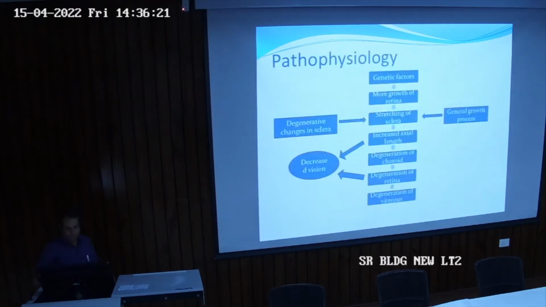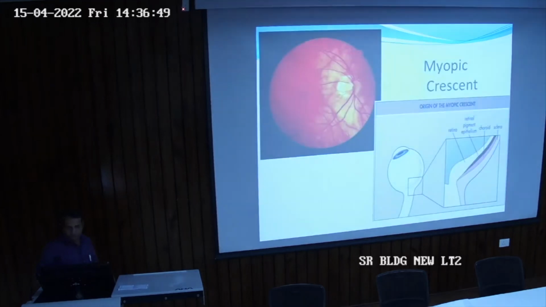The physiology: degenerative changes in sclera due to the genetic factors lead to more growth of retina, that cause stretching of sclera, will lead to increase axial length of the eye. Again, if it is increasing more, it leads to degeneration of the choroid, degeneration of retina and degeneration of the vitreous, which will lead to decreased vision, and these are due to the general growth process.